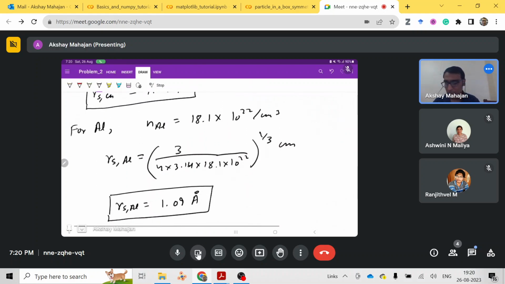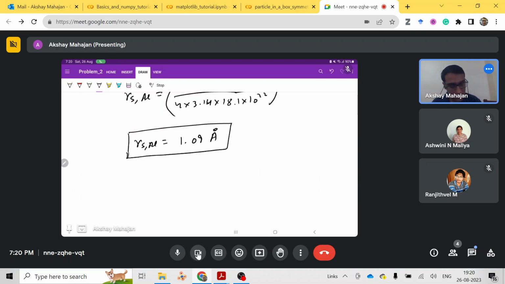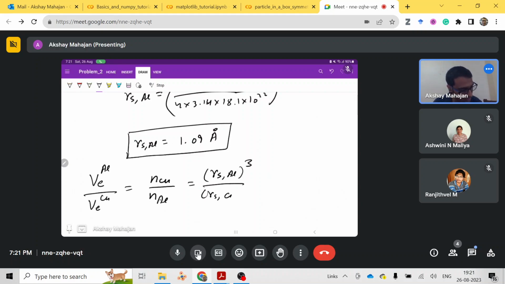So this we have calculated. And then if I divide the volume of the electron in the aluminium by the volume of electron in copper, as we have seen, it could be written as the free electron density of copper divided by the free electron density of aluminium, or as Rs of aluminium whole cube divided by Rs of copper whole cube, which will be 1.09 divided by 1.41 whole cube, which if you calculate, is approximately equal to 0.46. Or approximately you can say 0.5.